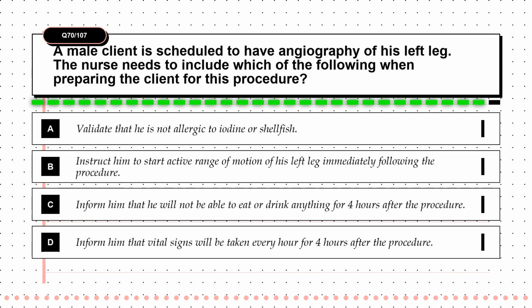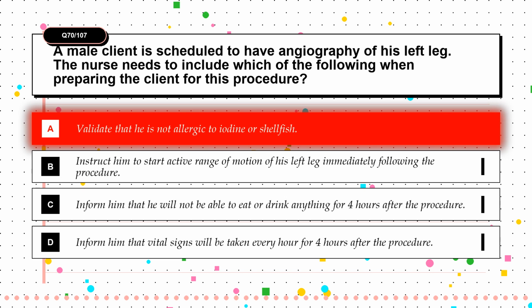Question 70. A male client is scheduled to have angiography of his left leg. The nurse needs to include which of the following when preparing the client for this procedure. Here are the options. Option A. Validate that he is not allergic to iodine or shellfish. Option B. Instruct him to start active range of motion of his left leg immediately following the procedure. Option C. Inform him that he will not be able to eat or drink anything for 4 hours after the procedure. Option D. Inform him that vital signs will be taken every hour for 4 hours after the procedure.